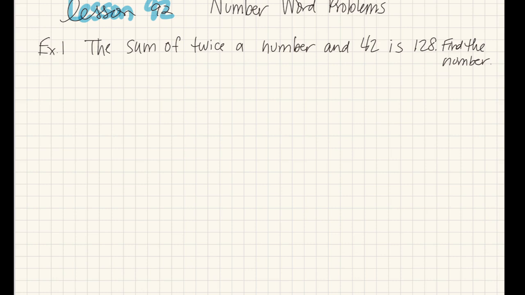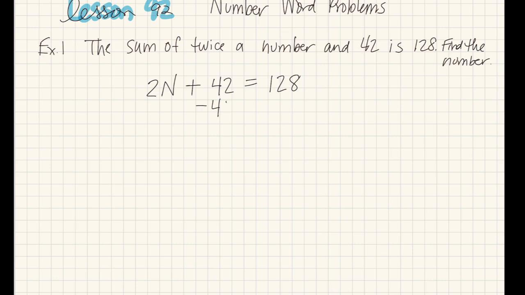The sum of twice a number we know means 2 times n. And sum means I'm going to be adding something to it. So the sum of twice a number plus, it says, and 42. So the sum is going to be that twice a number and the number 42. So it's 2n plus 42. Then I have my "is," which means equals 128. So now I have my equation all set up, ready to solve: 2n plus 42 equals 128.